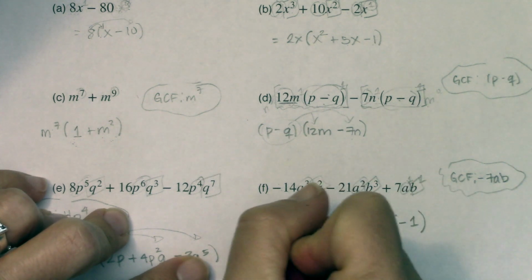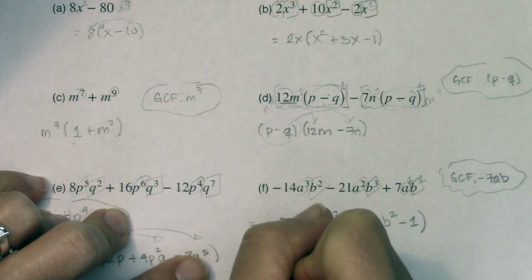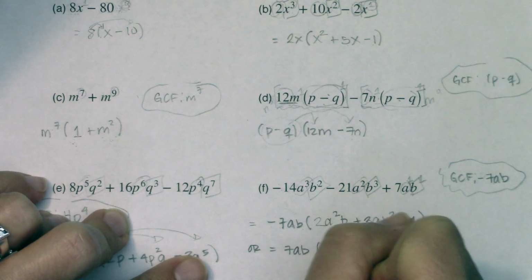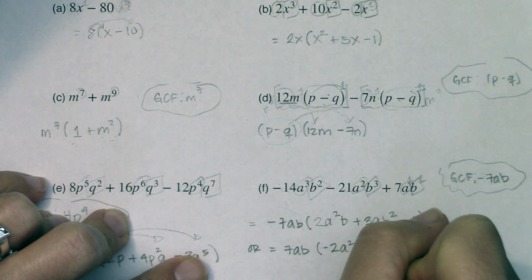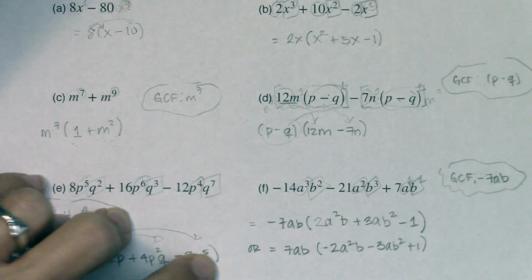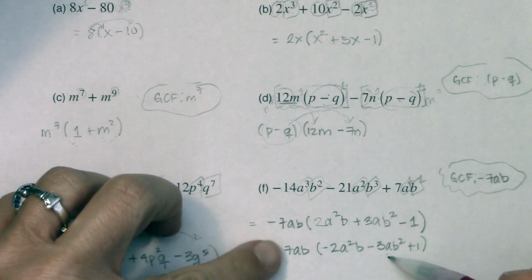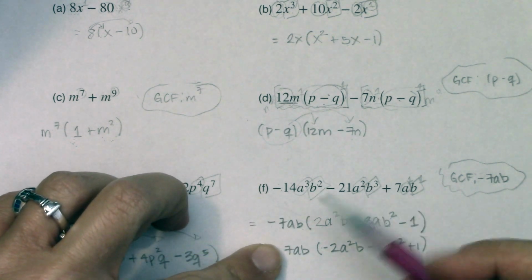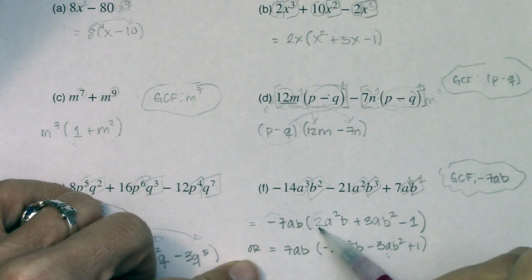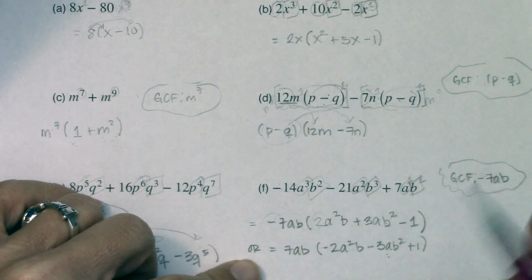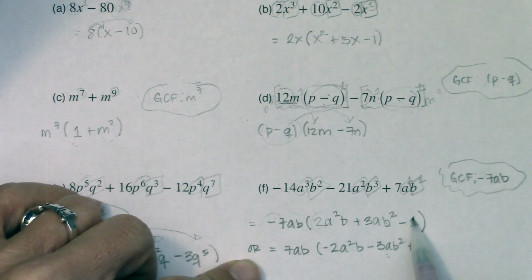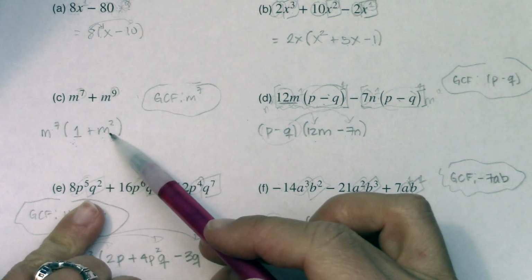So that's one way to factor it. And I'm just going to put the or here. If I had taken out just the positive 7ab, I would have had negative 2a squared b minus 3ab squared plus 1, right? So both of these factorings are correct. Personal preference, I prefer taking out the negative here, so I have a lead positive here. Because in future examples, we are going to be able to factor these trinomials that are left over, or maybe these binomials that are left over.